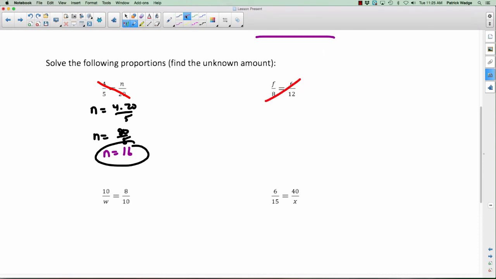Okay, this one, what's the diagonal we know? Right here. So f is equal to 8 times 6 and then divided by 12. Well, 8 times 6 is 48 divided by 12. Oh, it's nice, it goes in evenly. 48 divided by 12 is 4. So there's our answer.